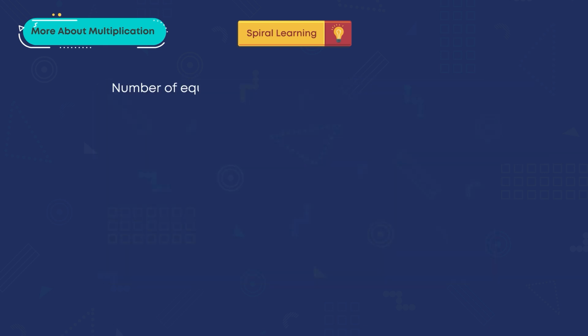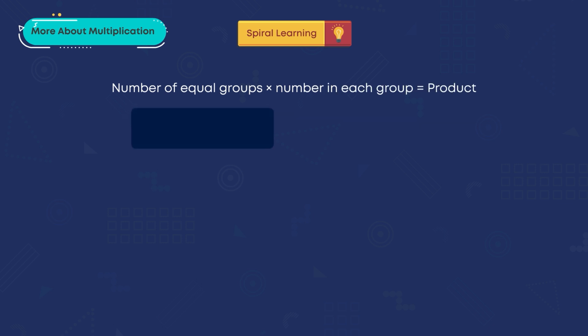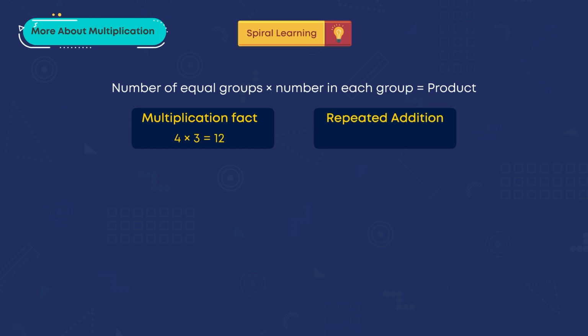Number of equal groups into number in each group is equal to product. Multiplication fact. 4 into 3 is equal to 12. Repeated addition. 3 plus 3 plus 3 plus 3 equals 12.